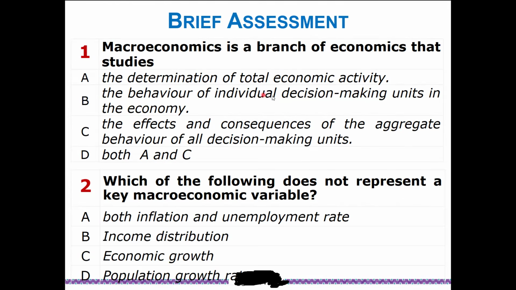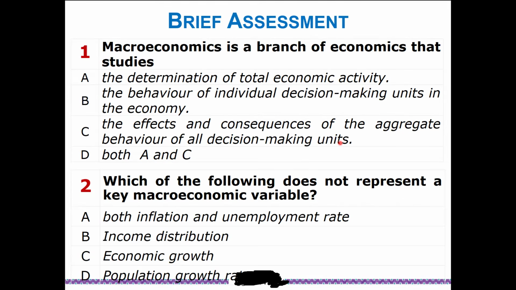B, the behavior of individual, no, this one will be micro. The effects and consequences of aggregate behavior of all decision-making units, yes. So the answer is A and C. A and C. Which of the following does not represent a key macroeconomic variable?